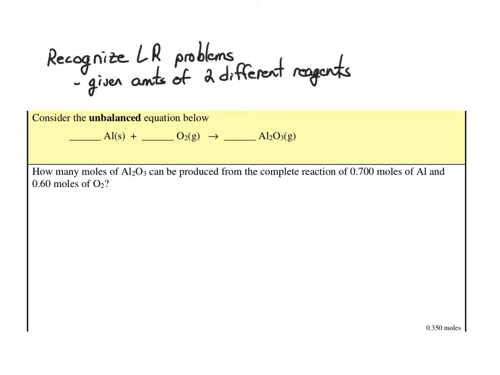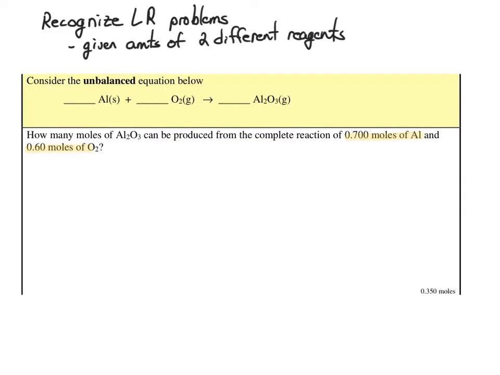First, a tip on recognizing limiting reagent problems. This is a limiting reagent problem. We can tell because we're given amounts of two different reagents. We're told how much aluminum we have and how much oxygen.